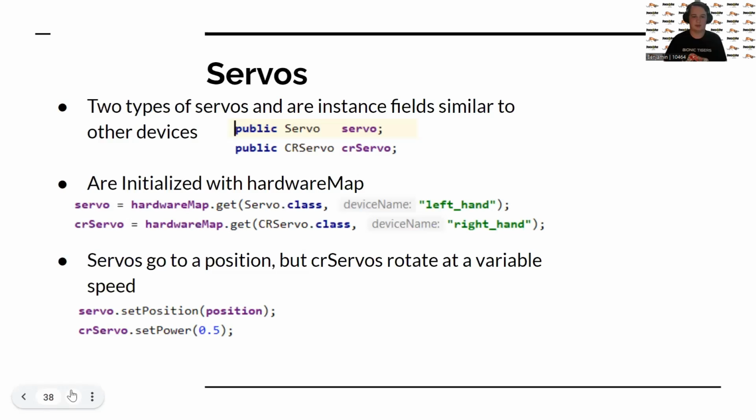So servos, there's 2 types of servos, like we said before, normal servos and CR servos. Normal servos go to a set position. CR servos go at a certain power and infinite rotation. They're initialized with hardware map, so this is almost the exact same as with motors, obviously with a different thing on the left, servo and CR servo instead of motor, and a different device name. You can make them the same if you want, I guess, but the main difference is servo.class and CR servo.class based on whether it is a normal or CR servo. Servos go to position, and CR servos rotate at a variable speed. So servos use dot set position, and CR servos use dot set power.